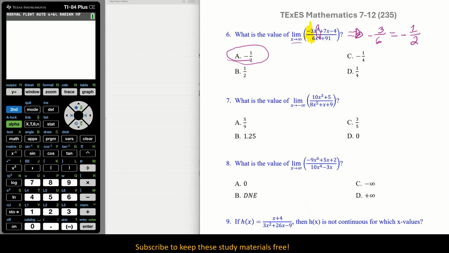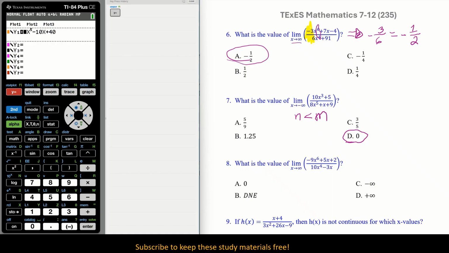Now we have number 7. What is the value of the limit as x approaches negative infinity? Again, we have these leading coefficients. Well, n is less than m, and that was a situation where your limit equals 0. However, for this one, let's go ahead and put this in our calculator and see what we come up with.